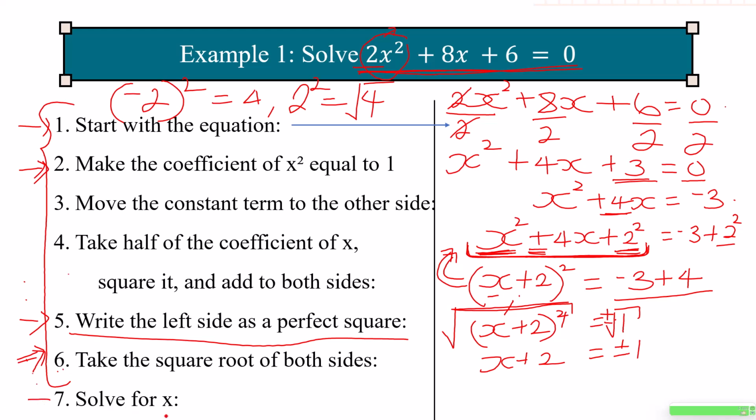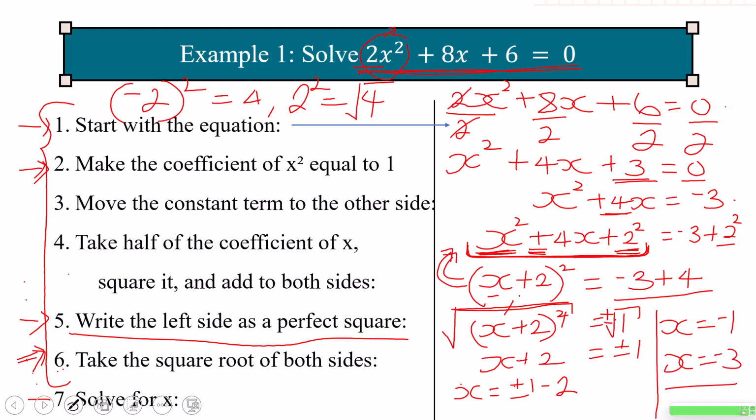So we are going to solve for x, and in this case, you will have x equal to plus or minus 1, then minus 2. And here you will have two values of x. The first value will be when you take plus 1 minus 2, and the second value of x will be when you take minus 1 minus 2. So the first value of x will be when you take positive 1 and negative 2, you will have negative 1. When you take negative 1 and negative 2, you will have x equal to negative 3.